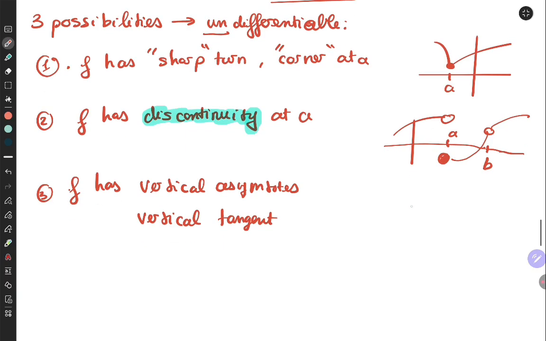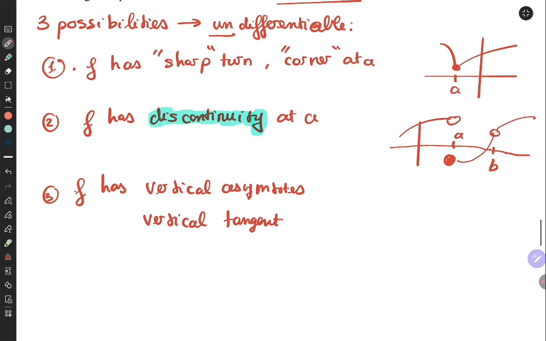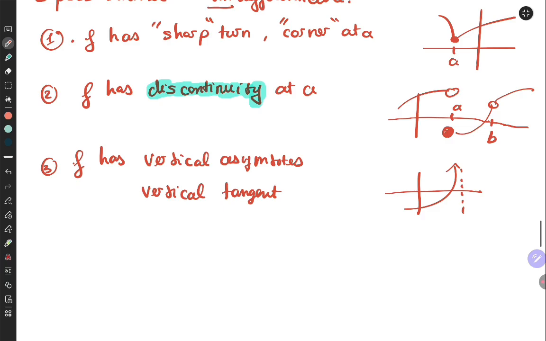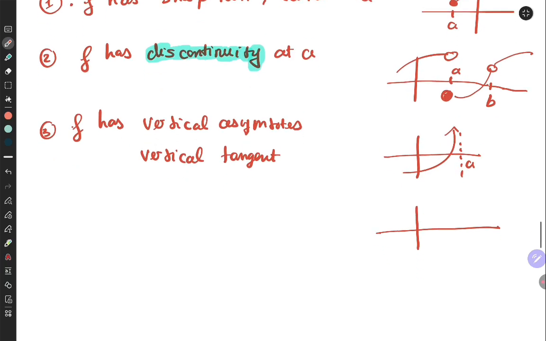Okay. And because we say vertical tangent line, it doesn't have to look like this. It doesn't have to always look like this. One example, yes, vertical tangent line, vertical asymptote, there, shoot to positive infinity. Definitely not differentiable at A, but another scenario like this.